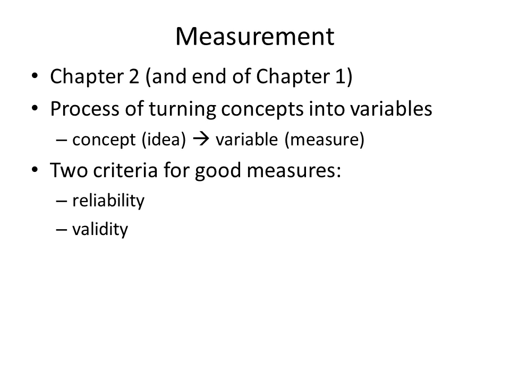Towards the end of chapter 1 and then throughout chapter 2, the discussion shifted to measurement, that is, to the process of turning concepts into variables, turning the definition of an idea into an operational measure of that idea. And Pollock highlights two criteria for good measures, and those are reliability and validity.